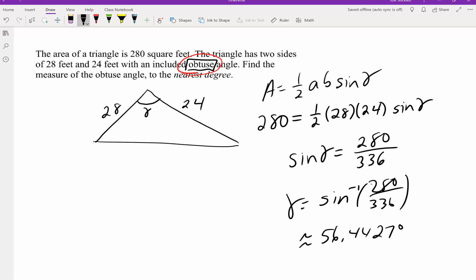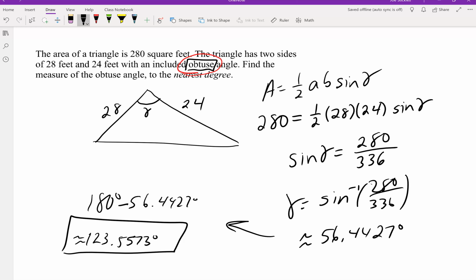That's when we had everything in radians. This is in degrees, so the angle that we want is really 180 minus this 56.4427, which gives us 123.5573. So this is the solution they're looking for, the obtuse angle.